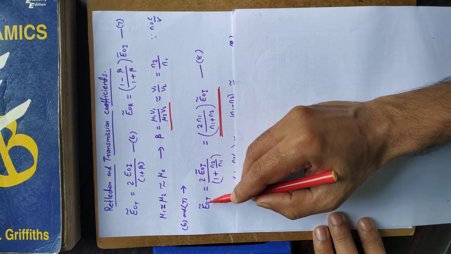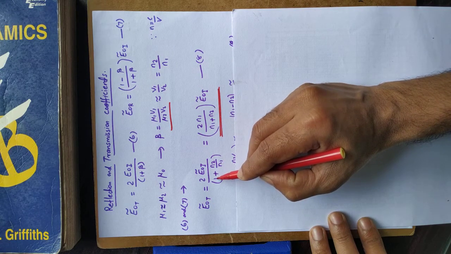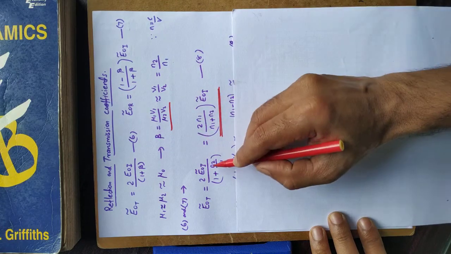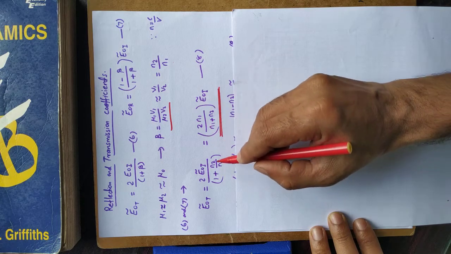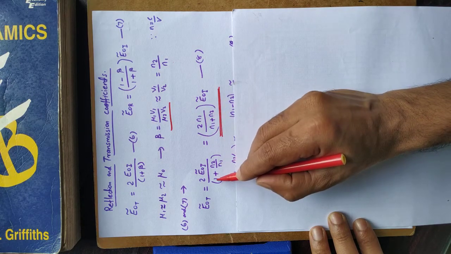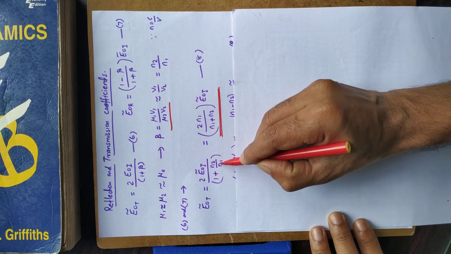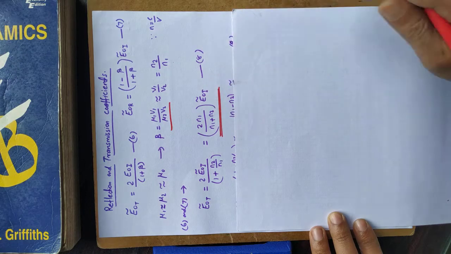Now in terms of refractive index we can rewrite equations 6 and 7. In equation 6 we have the transmitted electric field equal to 2E0I divided by 1 plus beta. Beta is n2 by n1, so 1 plus n2 by n1, if you multiply with n1, the denominator becomes n1 plus n2 divided by n1. So this n1 goes to the numerator: E0T is 2n1 divided by n1 plus n2 times E0I.